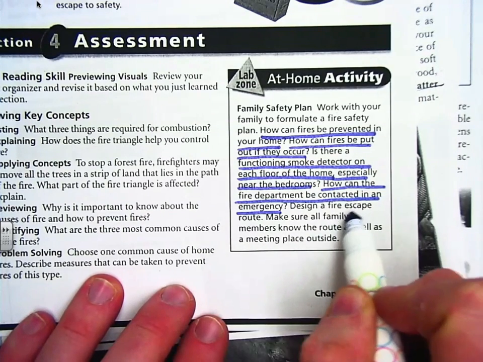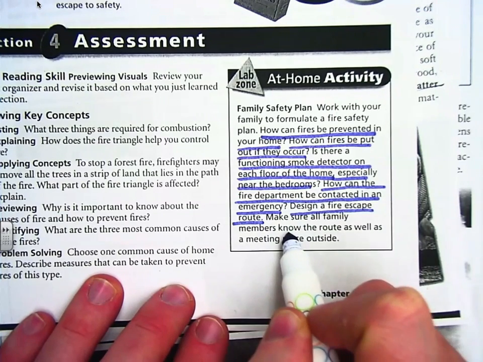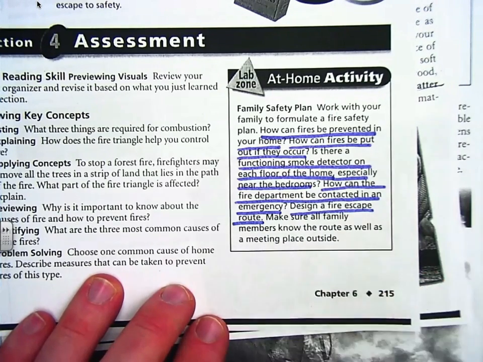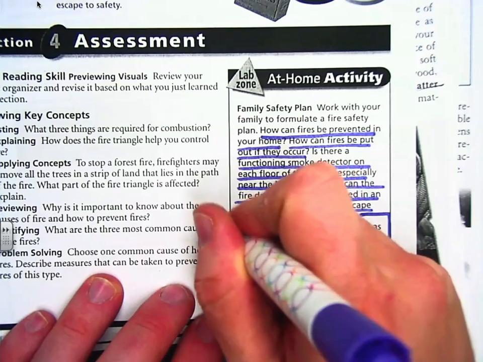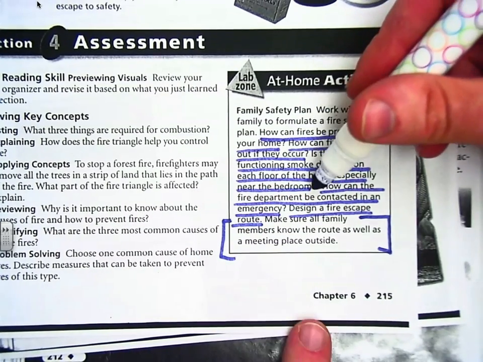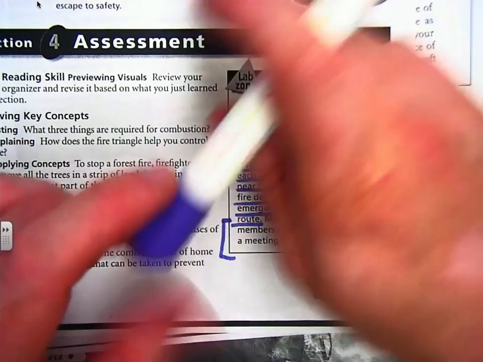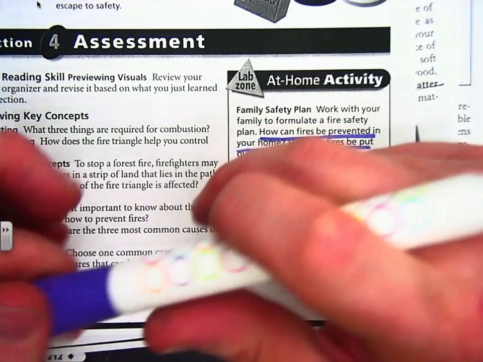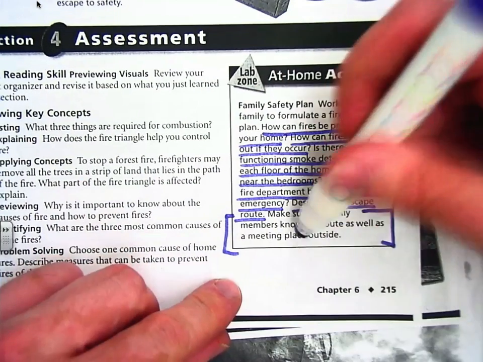Design a fire escape route. Okay, so this includes a little map of your house. Make sure all family members know the route as well as the meeting place outside. Alright, so you know what this means? This means that you're going to have to talk to your parents and your family, find out the answers to the first couple questions, draw a little plan of your house, and then make sure each one knows how to get out of the house safely. Have each person sign the paper for me, acknowledging that they know.